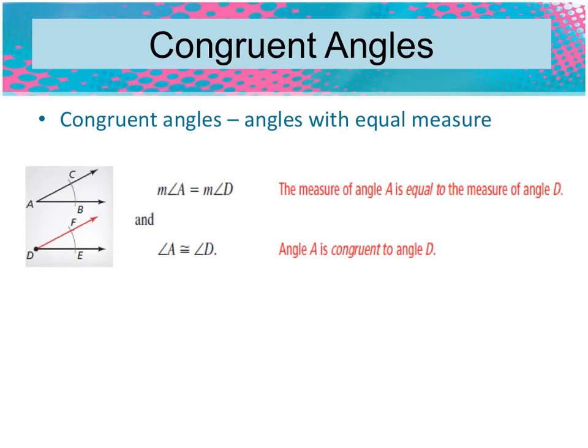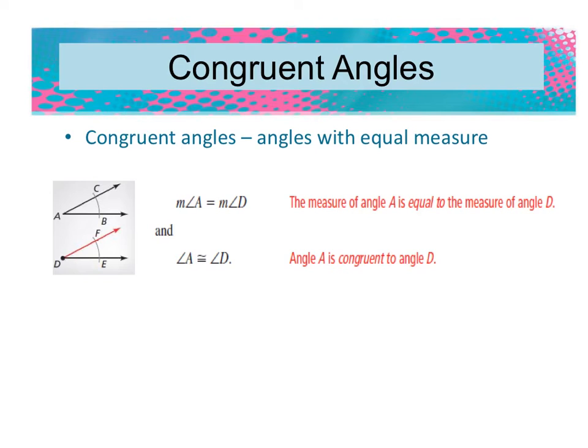Just like when we had congruent segments, now we're going to have congruent angles, and those are going to be angles with equal measure. So here, notice these little congruency marks. This indicates that angle A is congruent to angle D, or if you put an equal sign, you could say the measure of angle A equals the measure of angle D. That's what the little M represents, the measure. And then again, the equal sign with the wave on top, that's your congruent symbol.